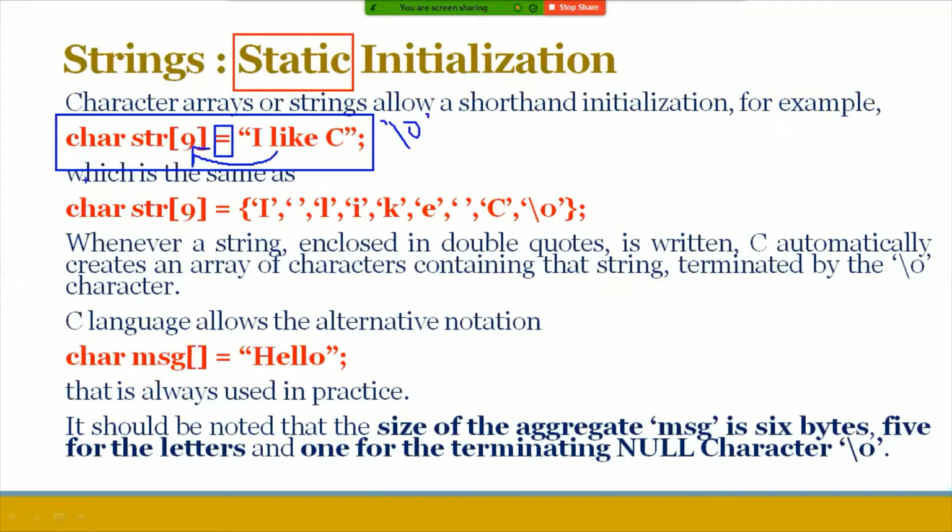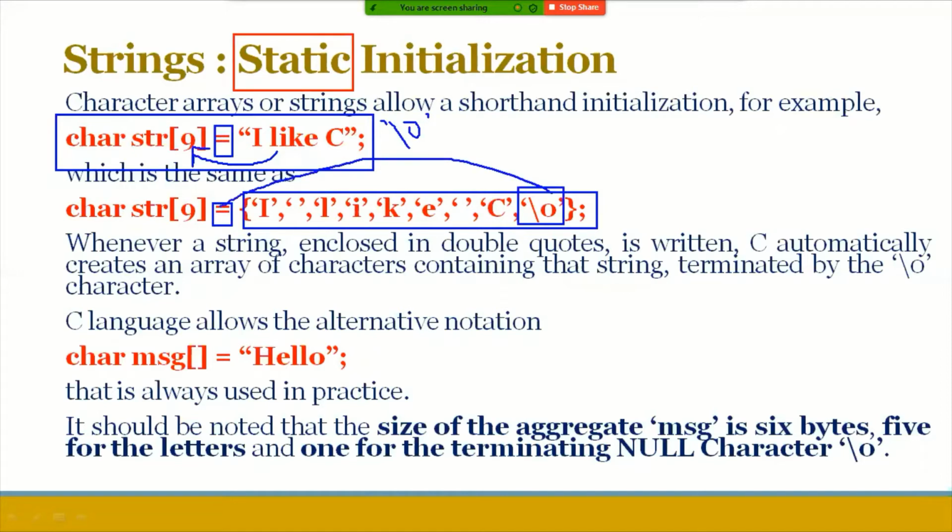And the second method is, by using the assignment operator only, we can specify all these characters, character by character. But in this particular case, explicitly we are supposed to specify \0. This \0 will be stored at the 9th location. That is about static initialization. Either the whole string or character by character, we can specify.